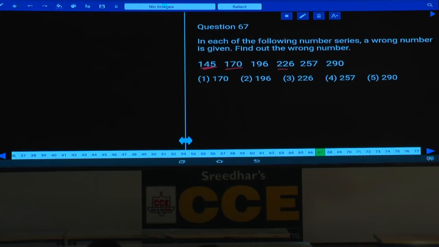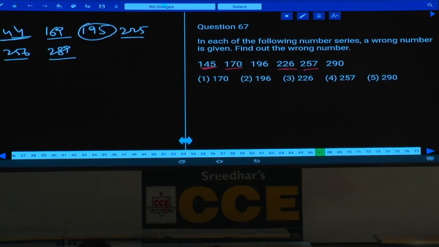Any answer to this one? Subtract one number from each of these numbers. 145 minus 1 is 144. 170 minus 1 is 169. 196 minus 1 is 195. 226 minus 1, 225. 257 minus 1, 256. And 290 minus 1, 289. What are these numbers? 12 square, 13 square, 14 square, 15 square, 16 square, 17 square.